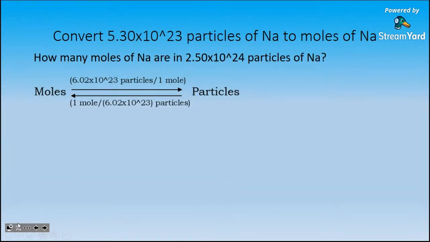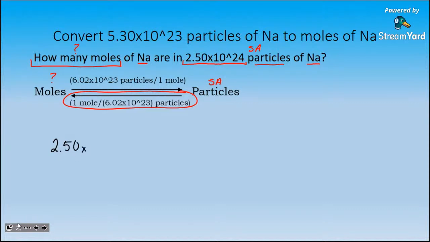Convert 3.50 times 10 to the 23rd particles of sodium to moles of sodium. So that is asking how many moles, so how many is my question, of sodium, my substance, are in 2.50 times 10 to the 24th particles of sodium. So this is my starting amount. So starting amount of particles, calculating moles, again going to use the lower portion of that mole roadmap. So my starting amount, 2.50 times 10.